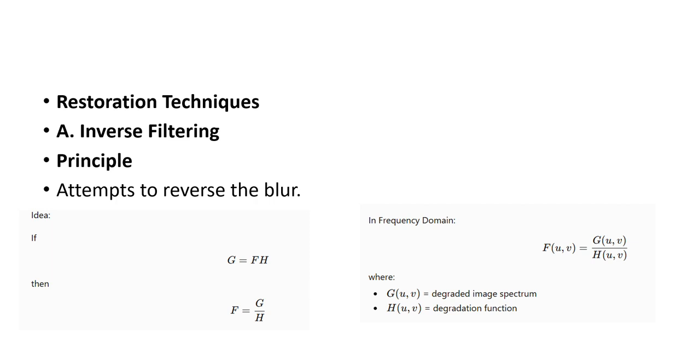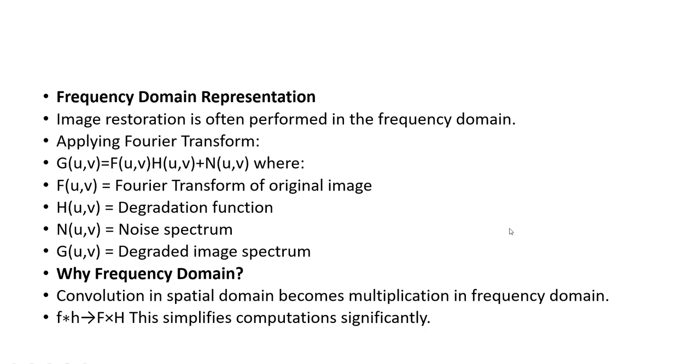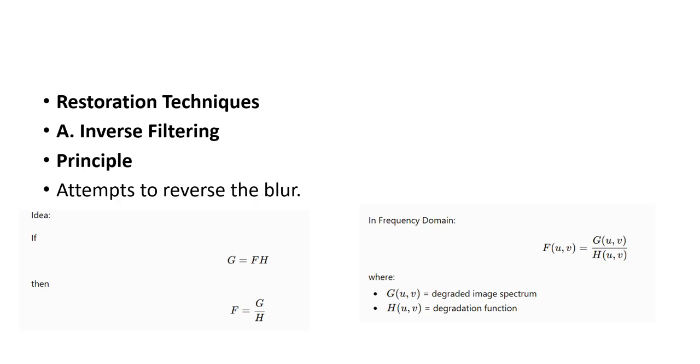I have the degraded image spectrum. To that, I apply the degradation function, and that will give me the original image. So how do I get my degraded image spectrum? Fourier transform, degradation function plus the noise spectrum, and this G of u comma v divided by H of u comma v, this degradation function, will give me the original image. So that is one technique, which is the inverse filtering technique.